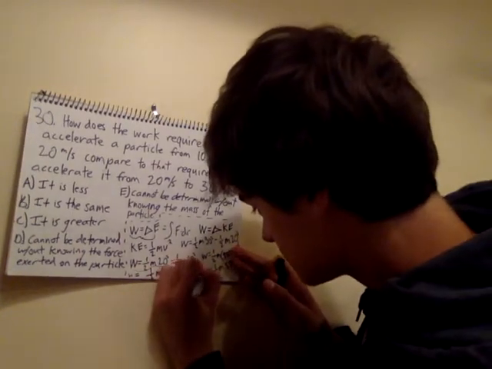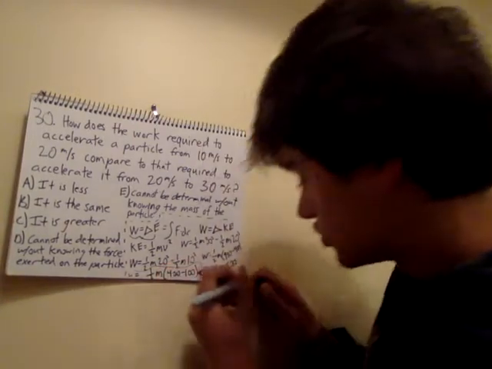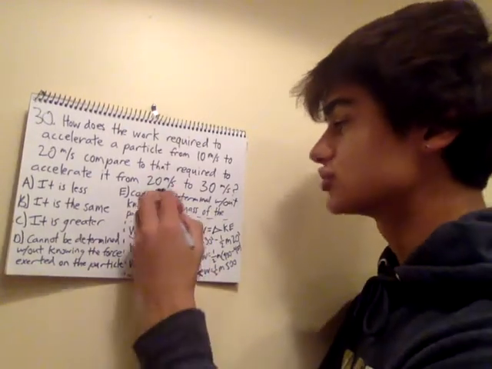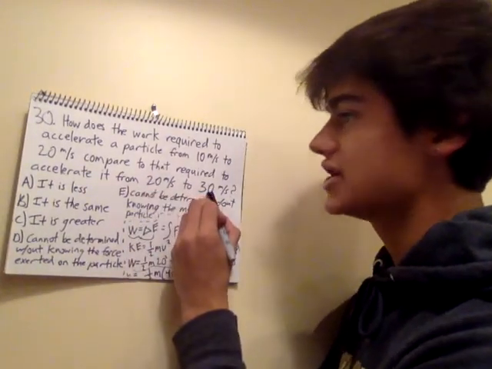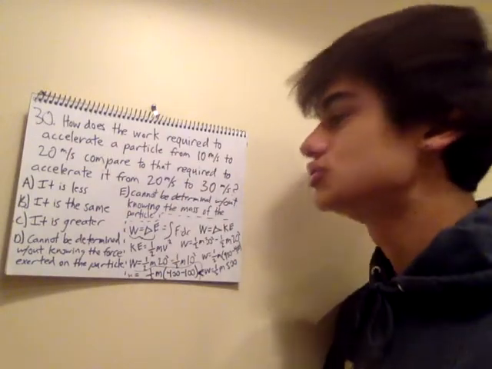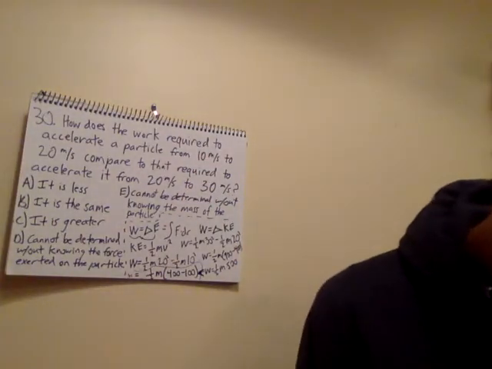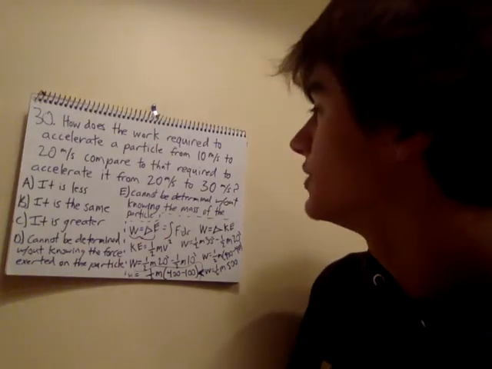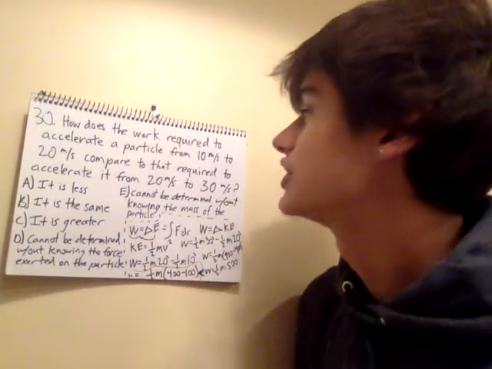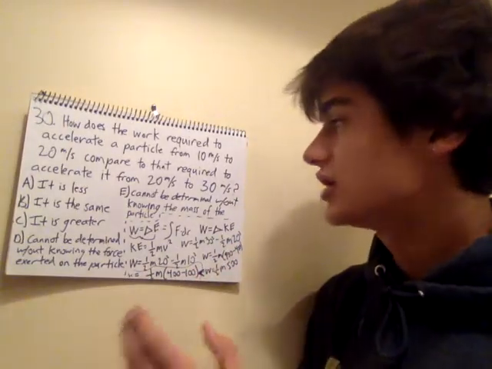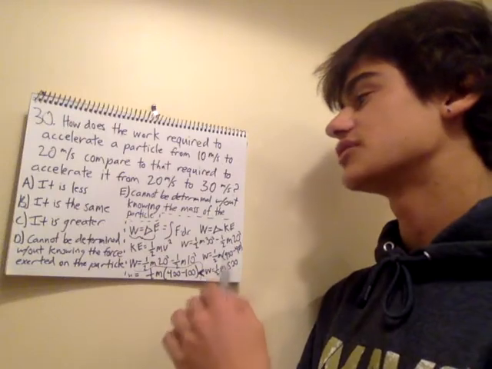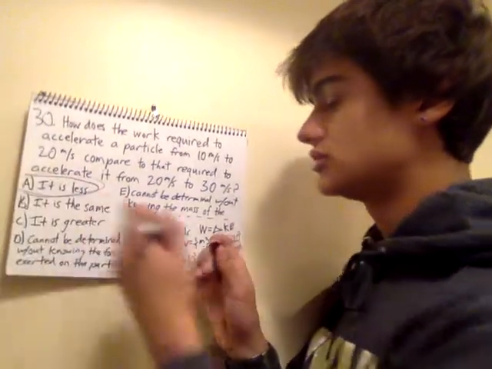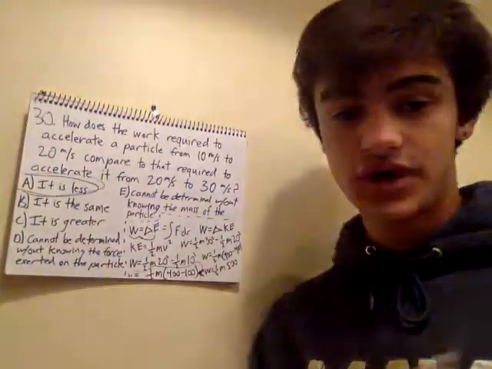So this is greater. So the work is greater to accelerate the same particle from 20 meters per second to 30 meters per second than from 10 meters per second to 20 meters per second. And it's asking how does the work required to accelerate the particle from 10 to 20 compare to the work required to accelerate it from 20 to 30. So it is less, according to our calculations and this inequality we have.